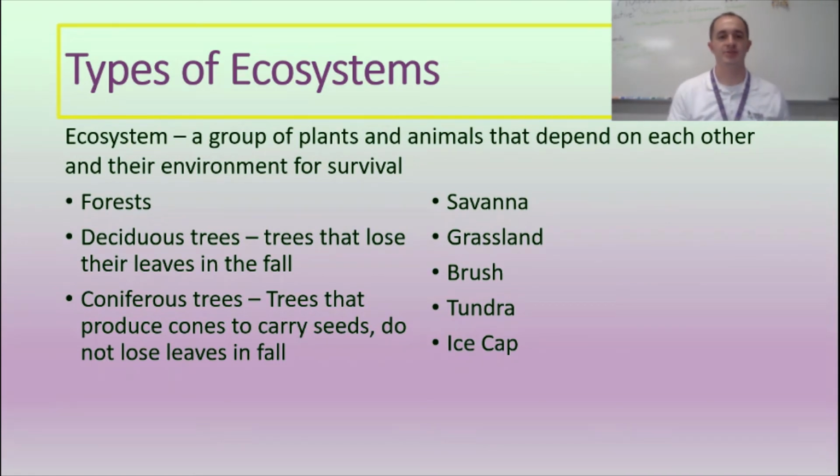Last, we have ecosystems. So ecosystems are different from climates in that climate has an impact on ecosystems, but an ecosystem is more about the relationships of species and plants in that environment. So an ecosystem is a group of plants and animals that depend on each other and their environment for survival. So we have forest, savanna, grassland, brush, tundra, and ice cap.